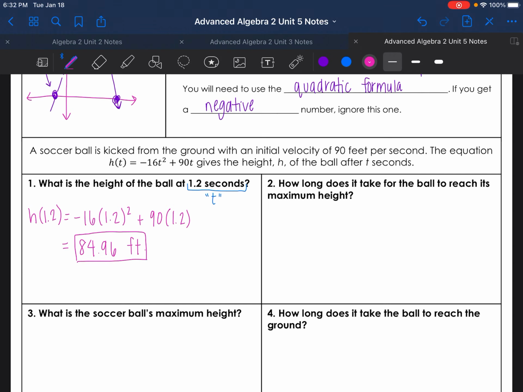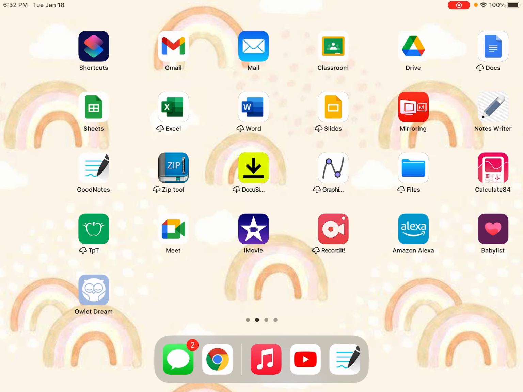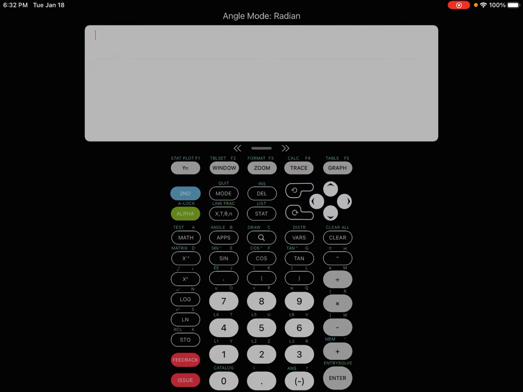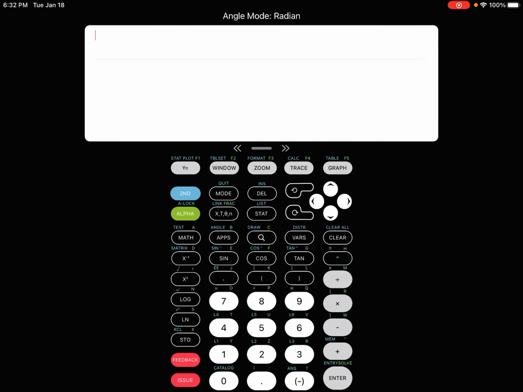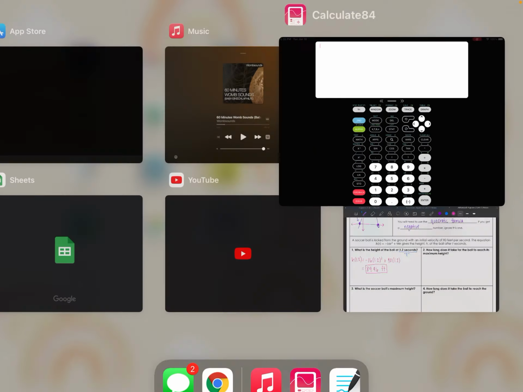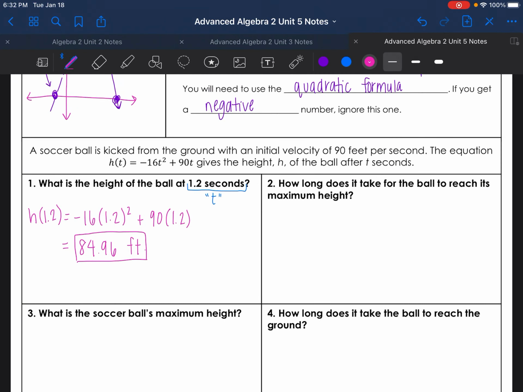If you don't have the calculator app, I recommend getting it. Let's see if I can find it. Oh, here it is on the right of my screen. It's a pink app called Calculate 84, and it has a white calculator on it. And this is on my iPad, but you can also get it on your phone. I know it works with Apple. You used to get it with Android, and it does pretty much all the same things that the calculators we have in class do. All right.